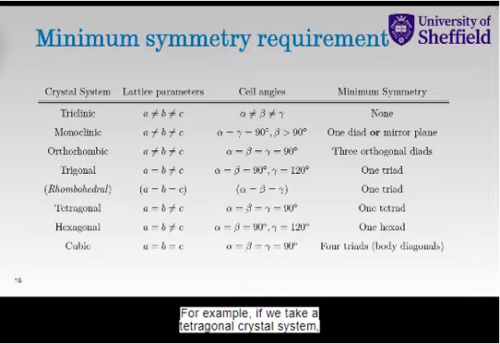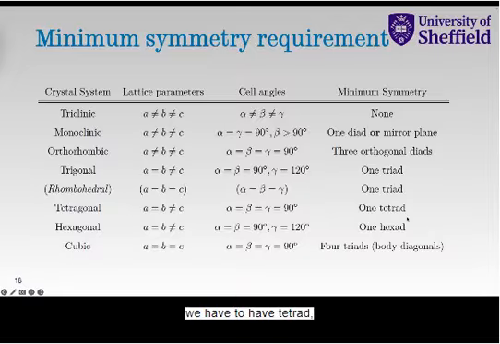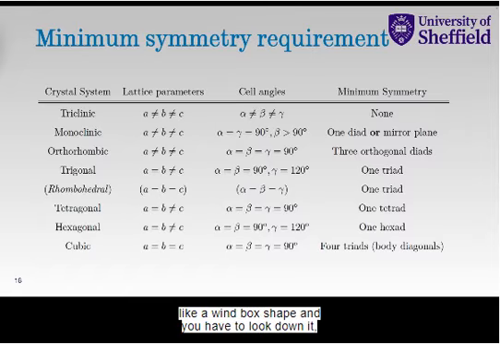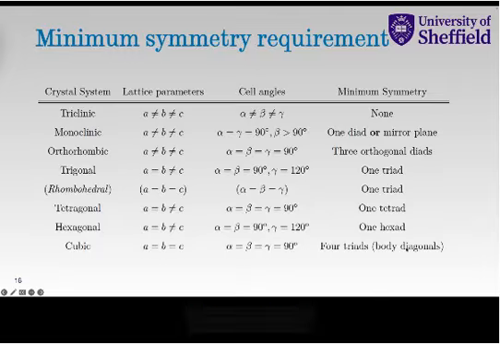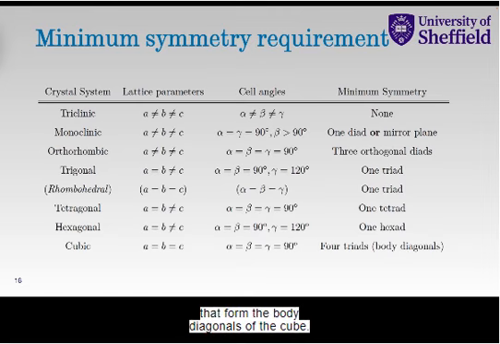So, for example, if we take a tetragonal crystal system, we have to have one tetrad, one 4-fold rotation axis within the system in order to describe something as tetragonal. So if you think about, for example, a long cuboidal shape, like a wine box shape, and you were to look down it, there'd be a fourfold rotation axis at the end that defines that. Cubic, it actually turns out what defines a cubic system is not the tetrads, but triads. A cubic system has 4 triads that form the body diagonals of the cube. So these are the minimum symmetry requirements in order to have these.